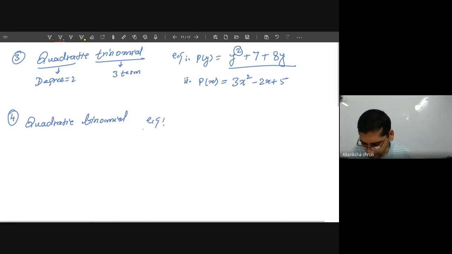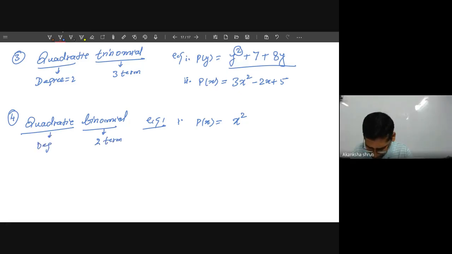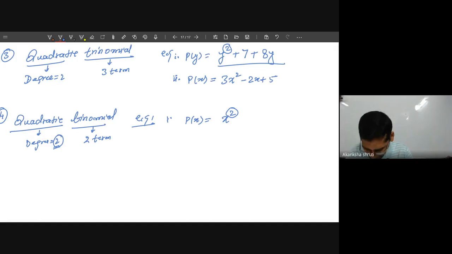Yes, tell me one example of this. For a quadratic binomial, the example can be p of x. Quadratic means the power 2 we have to take, so an x square term should be there. But how many terms? 2 terms. This was the degree; degree is equal to 2. These 2 we have taken here. But the number of terms should be how much? 2. So you just add one more. Even if you just add x, it becomes 2 terms.